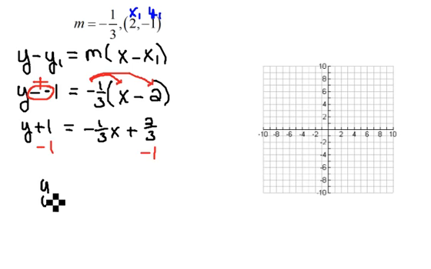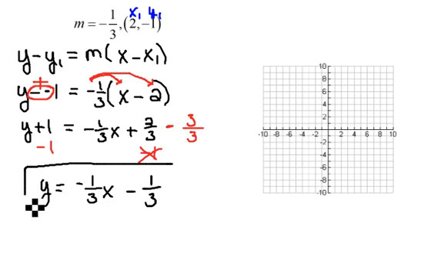So we would have y equals negative 1/3 x, and 2/3 minus 1. Well, instead of saying minus 1, we really need a common denominator there. And that common denominator here is going to have to be a 3. So how am I going to rewrite 1 as something over 3? Well, that would have to be 3 over 3. So 2 over 3 minus 3 over 3 would have to be a negative 1/3. So this is our equation of our line in slope-intercept form.